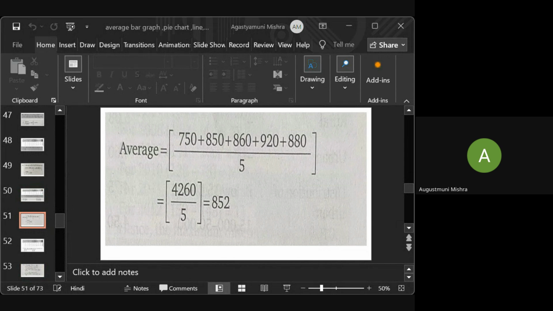Okay. I think my voice is clearly audible. What happened? I think my voice is clearly audible. The answer is B. The correct answer is B. This is also a very basic and average question.